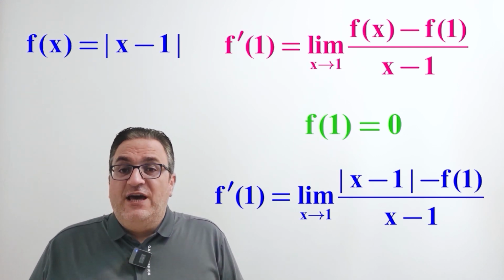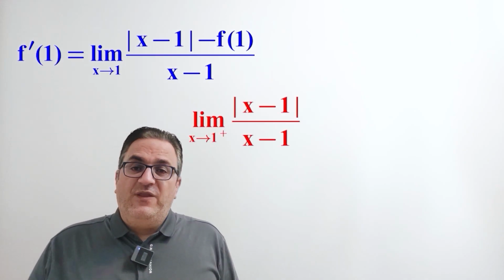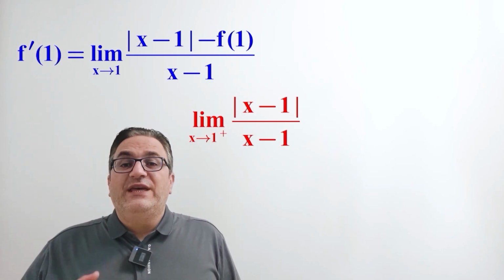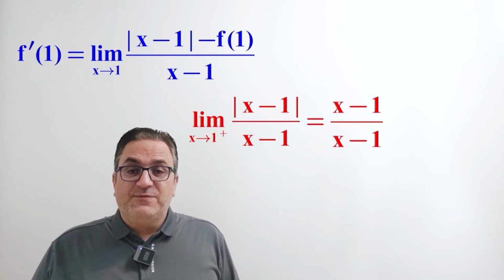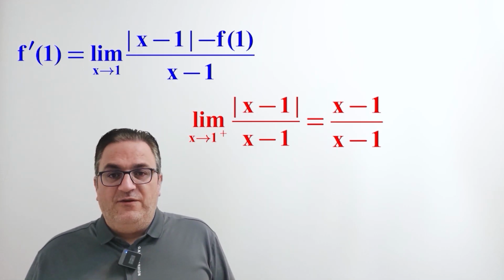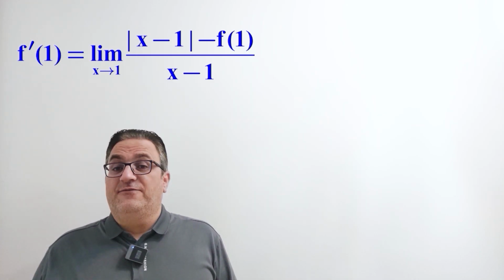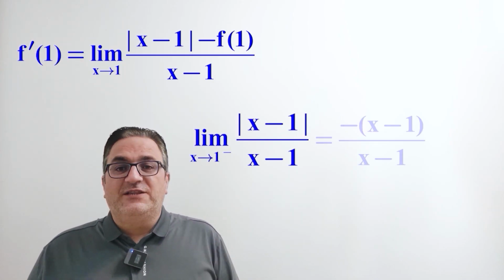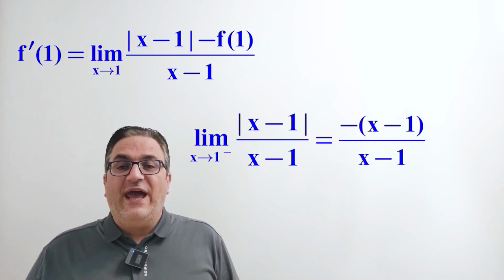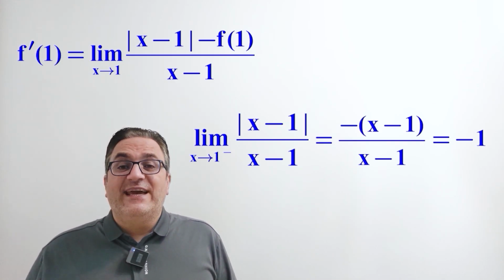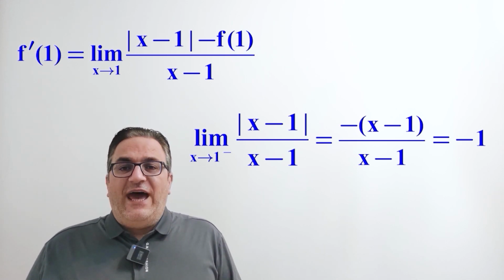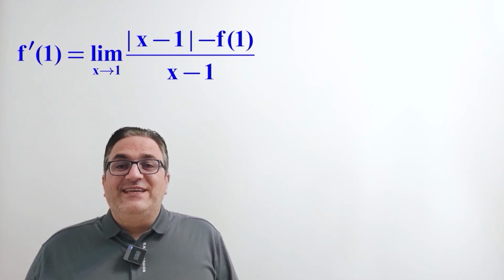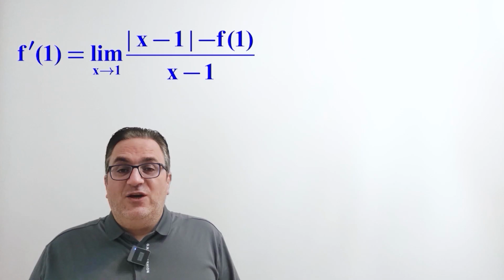Now we have to check this from two sides. First from the right, means x approaches 1 from the right. The expression inside the absolute value is positive, so we have (x minus 1) over (x minus 1), which equals 1. And from the left, means x approaches 1 from the left, the expression is negative, so it becomes negative (x minus 1) over (x minus 1), which equals negative 1. Okay? Because 1 and negative 1 are not the same, the limit does not exist. So f of x is not differentiable at x equals 1.